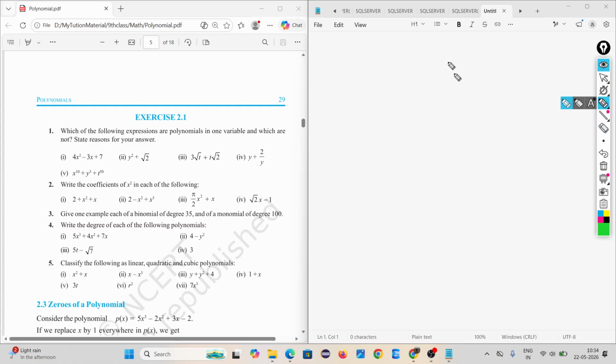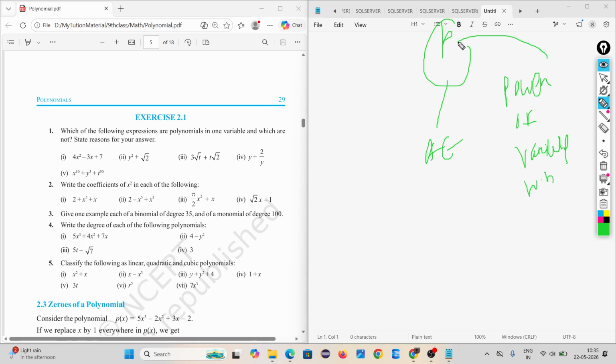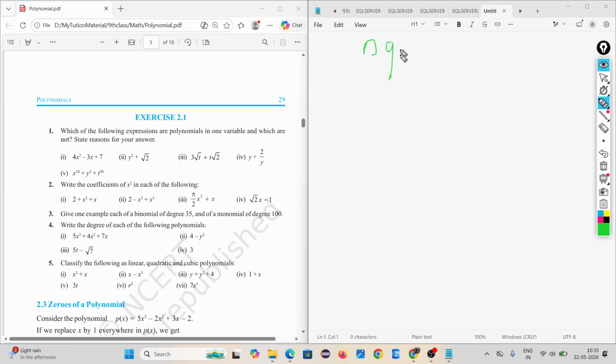Only for revision sake, I am telling you what a polynomial means. A polynomial is nothing but a special type of algebraic expression, a group of terms, in which the power of the variable must be a whole number. Then we will learn based on degree. Based on degree, we have several types of polynomial. Degree is nothing but the highest power of the variable in that polynomial.